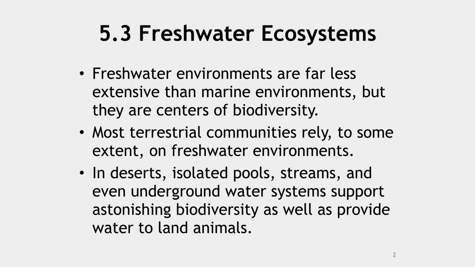Freshwater environments are less extensive, but still important centers of biodiversity, and in general, most terrestrial communities rely on freshwater environments. Freshwater habitats are divided into lentic systems, which are the still waters, including ponds, lakes, swamps, and mires, lotic, or running water systems, and groundwater, which flows in rocks and aquifers.